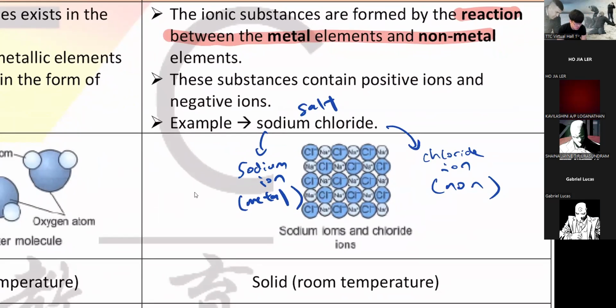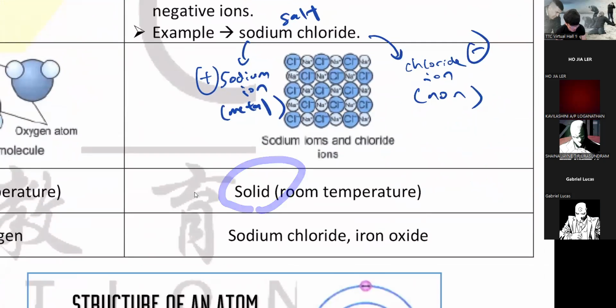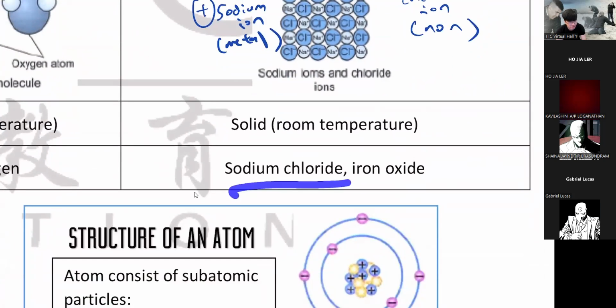And funny enough, sodium is positive, chloride is negative. Why? That's just the way it is. Usually metal is the guy. Imagine positive is guy, negative is girl. I just remember it that way. So metal is usually the guy because guys are hard and girls are soft. So non-metal is negative. Usually it's that way. So they are all solid. For example, sodium chloride.